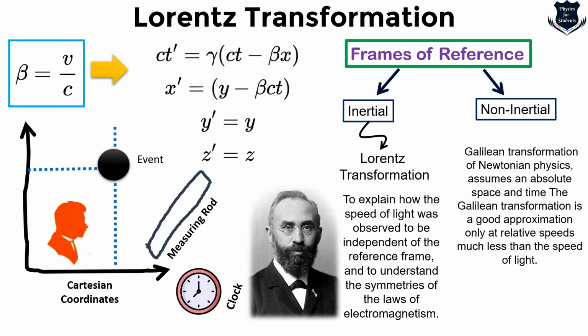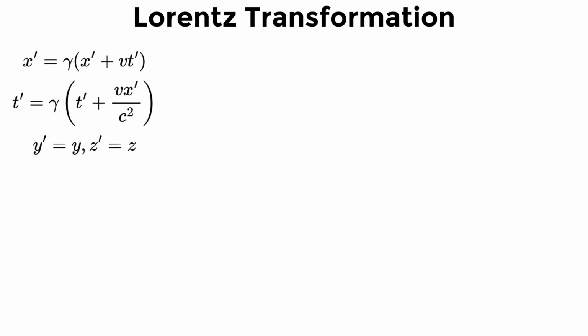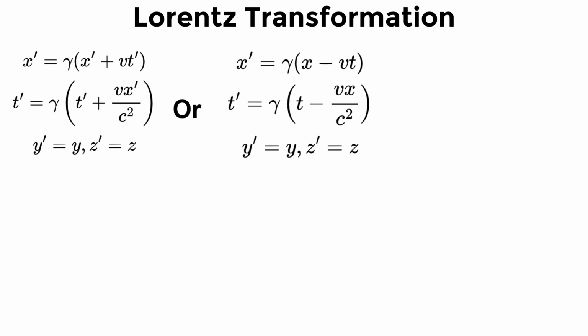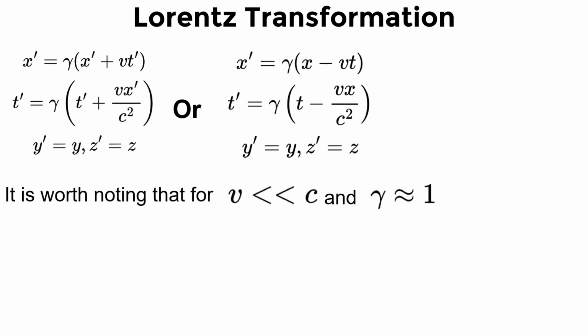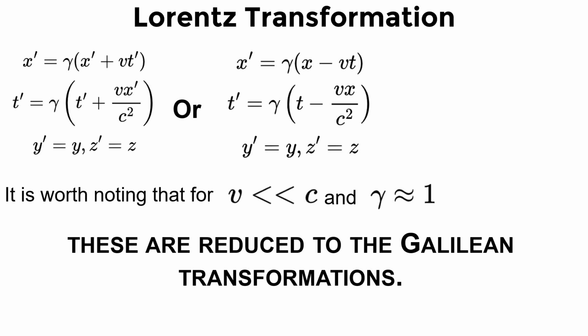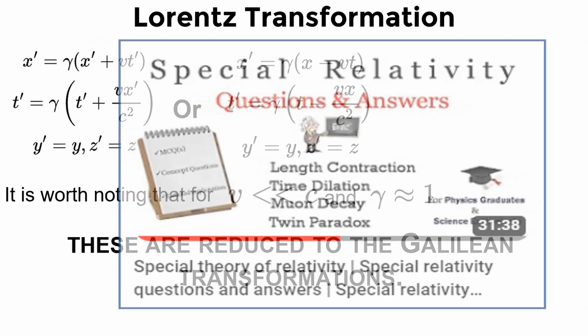However, there is some confusion which I see among students regarding the notation. So this can be written as this; I mean to say both of them are the same. Also, it is worth noting that v should be this and gamma would be approximately 1. And these reduce when they go to very low speed. These trace back to the Galilean transformations.